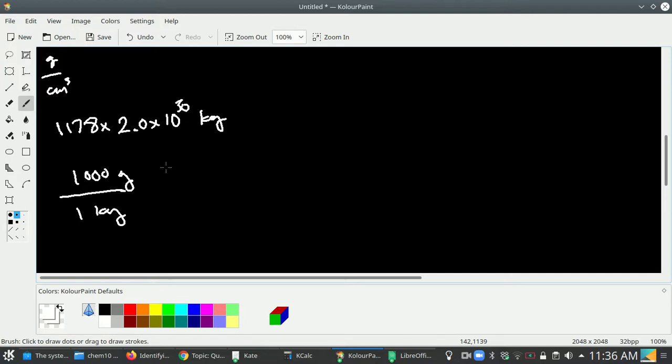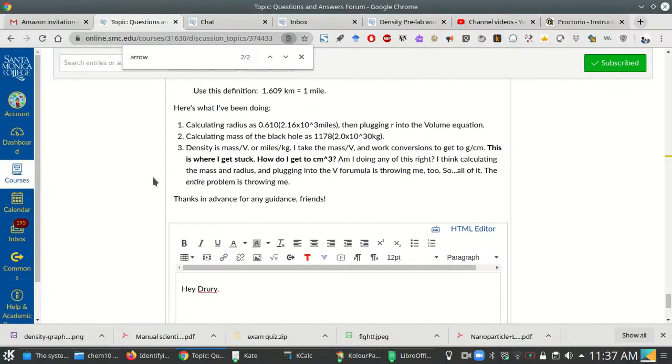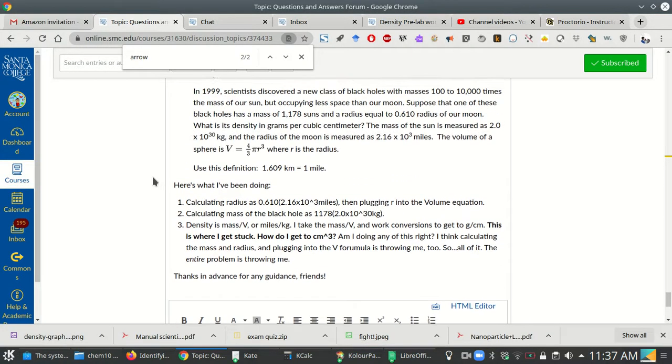That many kilograms. All right, that's how many kilograms we've got. Great. So kilograms are gone. Now we have grams. Now, grams is what we want. Good. Now I want to get centimeters cubed on the bottom. So what have we got with centimeters cubed?